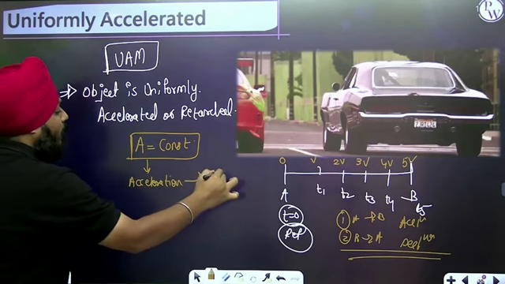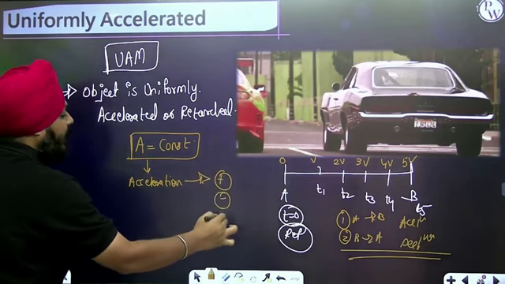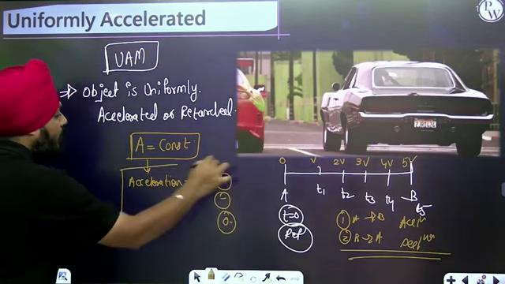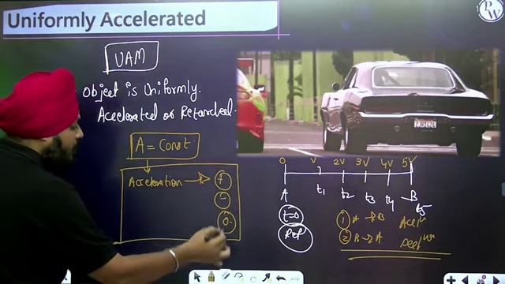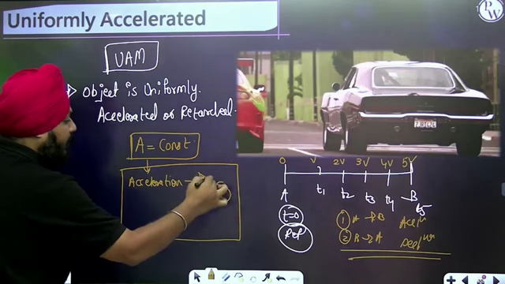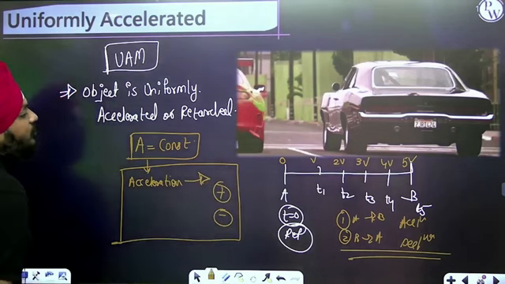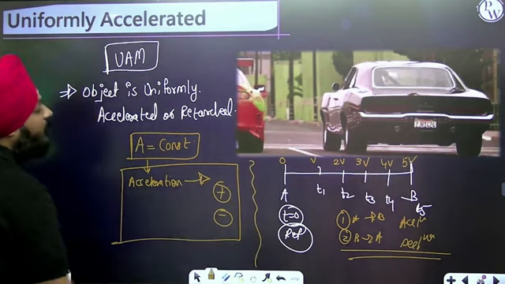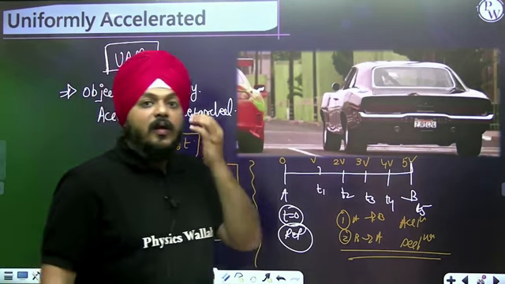It can be positive, it can be negative. Zero is not so possible. For positive, it is known as acceleration. For negative, it is known as retardation.